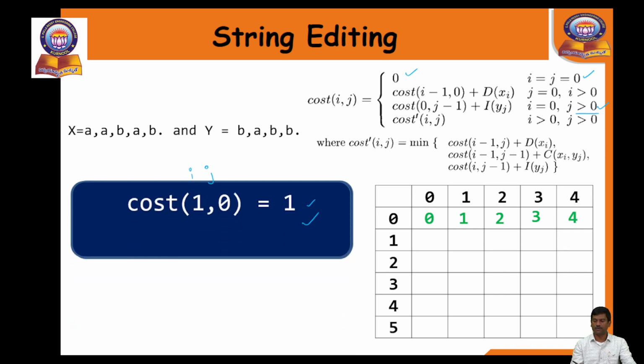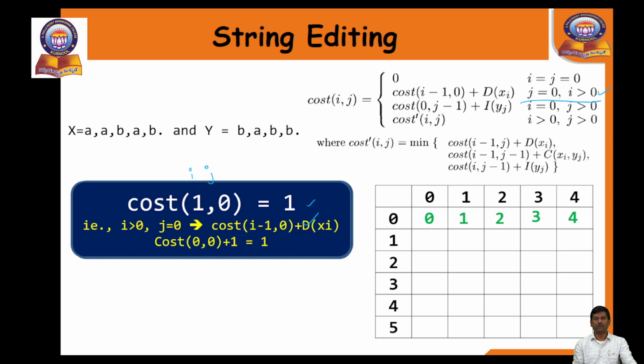So when you need to find cost of 1 comma 0, i is greater than 0 and j is equal to 0. So the second computation statement has to be implemented. Replace the values of your cost of i minus 1 comma 0 plus delete of xi, where you get the value to be equal to 1. So you have computed cost of 1 comma 0 is equal to 1.